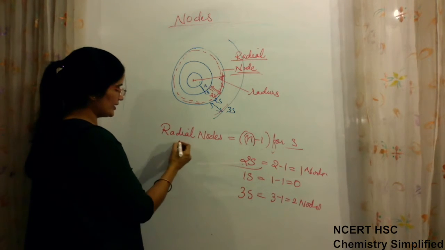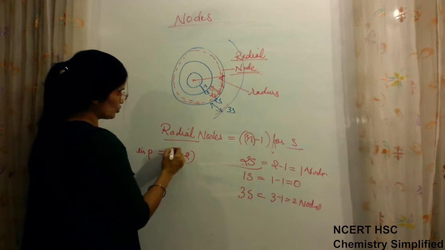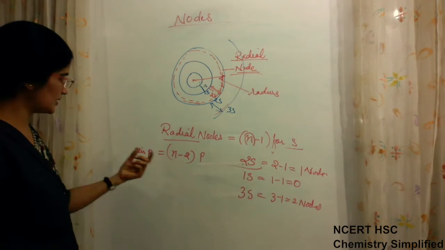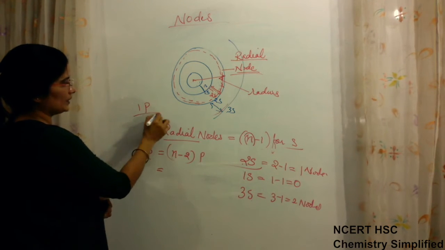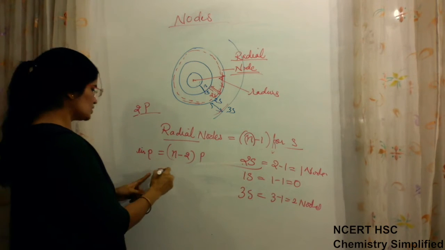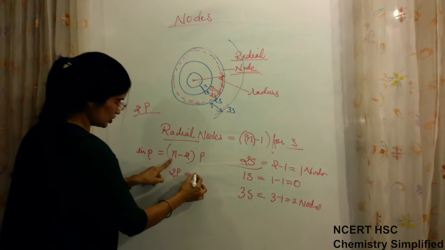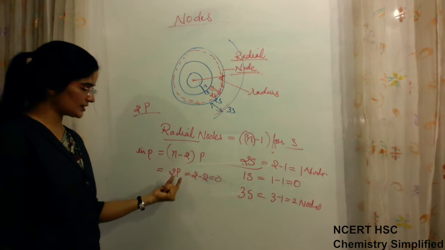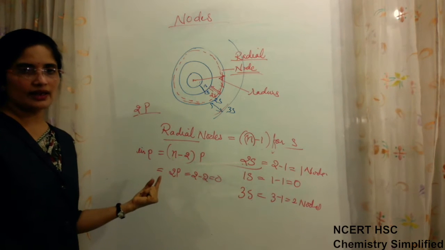For finding the radial nodes in p orbital, the formula is n minus 2p. Okay. Now let us see this also. Let's suppose this n, we know that there is no 1p. The p orbital starts from 2. So 2p. If it is 2p, then how many nodes will be present? n is 2, 2 minus 2 is 0.